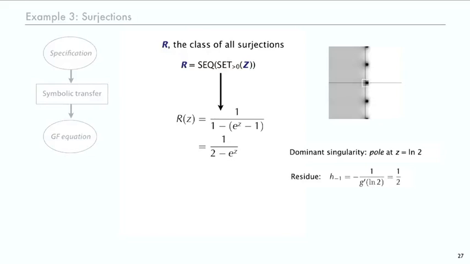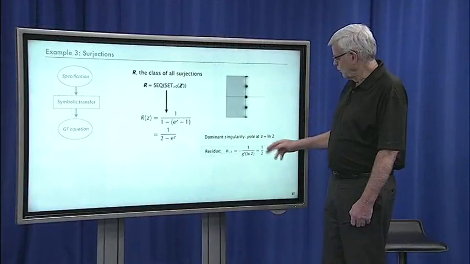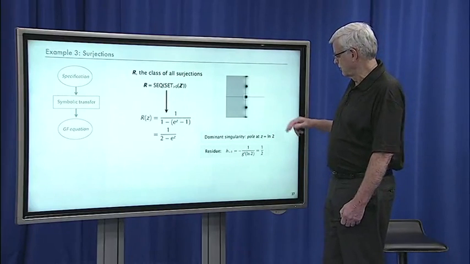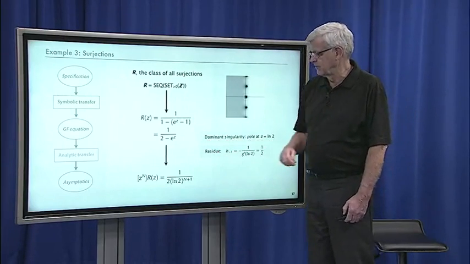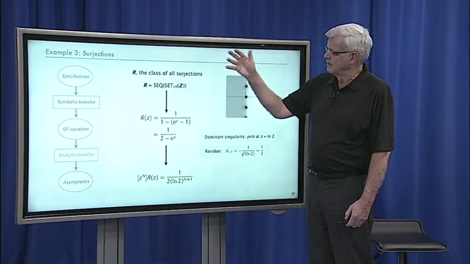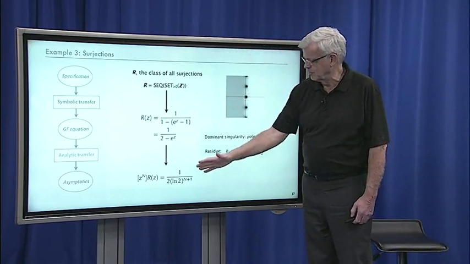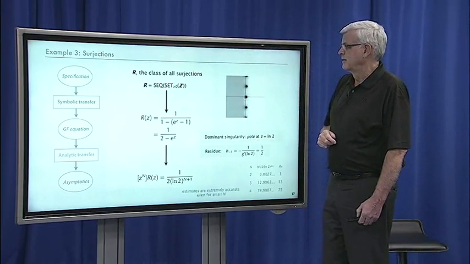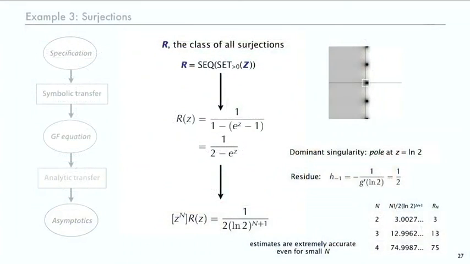We compute the residue. Differentiate the bottom, you get minus e to the z, which cancels a minus, and at log 2 that is just 1/2. So the coefficient is going to be 1 over 2 log 2, and the exponential growth is going to be log 2 to the n. So it's 1 over 2 log 2 to the n plus 1. Again, immediately from the construction to the generating function, through the transfer theorem, to the asymptotic result. These other poles might contribute something to the growth, but it's exponentially small, and they're pretty far away. So this is extremely accurate.